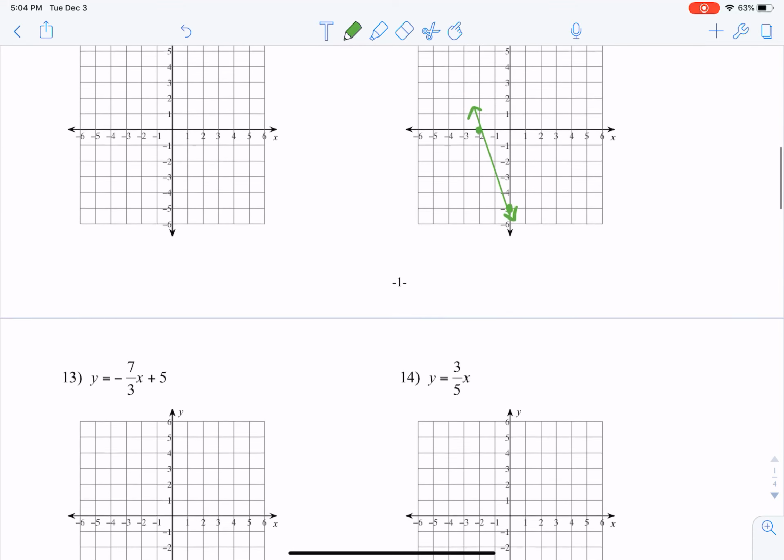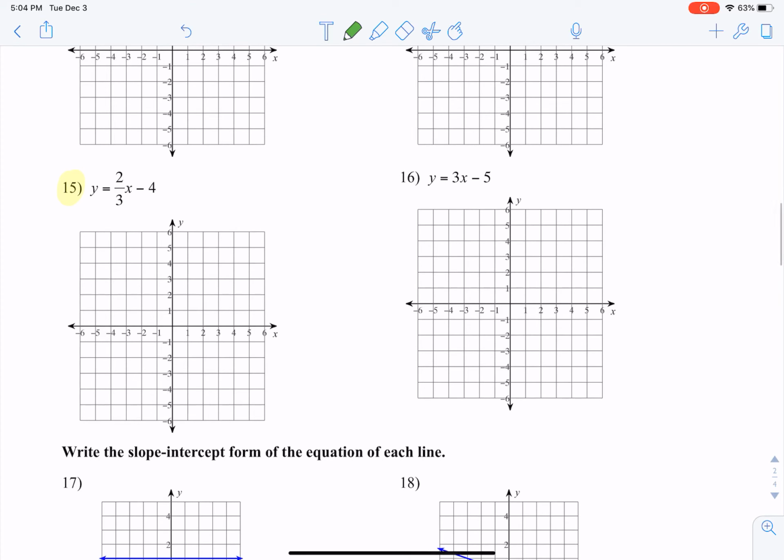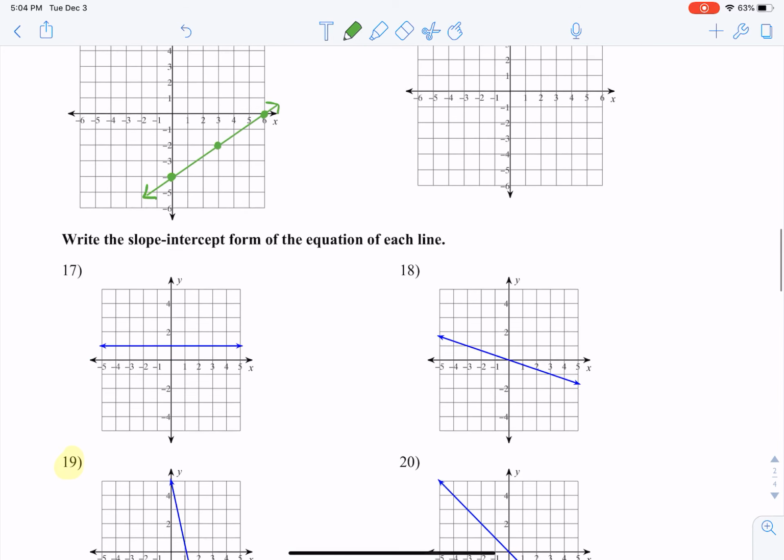Moving forward, my directions say sketch the graph of each line. This one's in y equals mx plus b form, so I know that my slope is 2/3 and my y-intercept is -4. So I'll start with my y-intercept here at -4, and since my slope is 2/3, from here I can go up 2 and over 1, 2, 3, and plot a point, up 2 and over 1, 2, 3, and plot a point. And I can come in with my ruler and I can sketch a nice straight line.